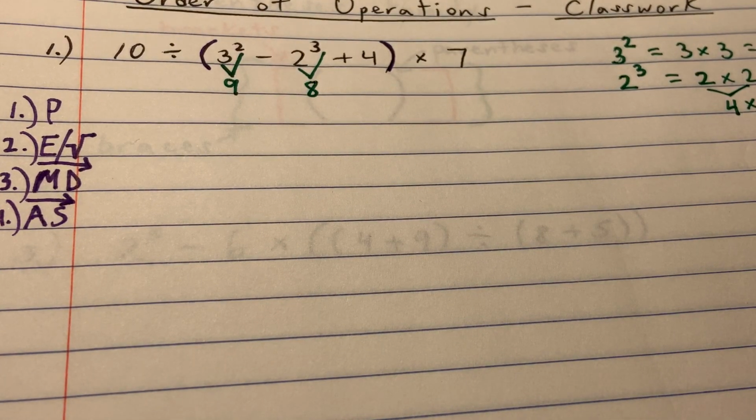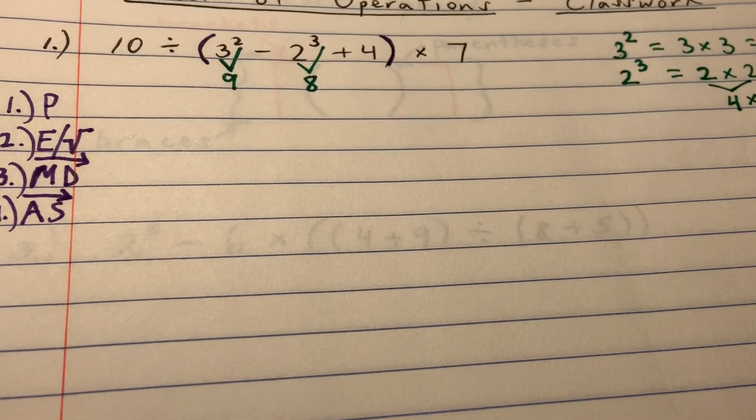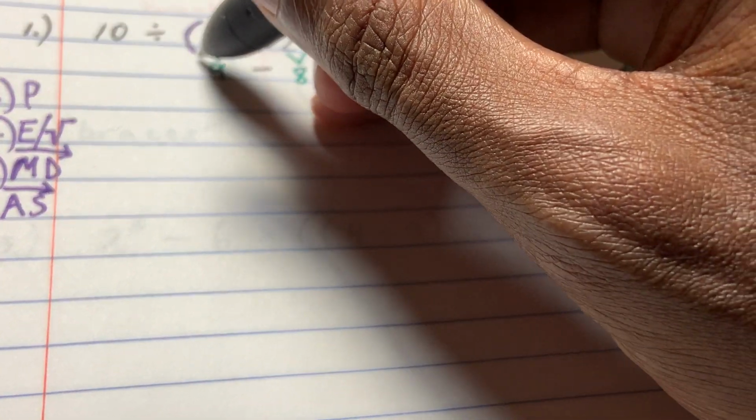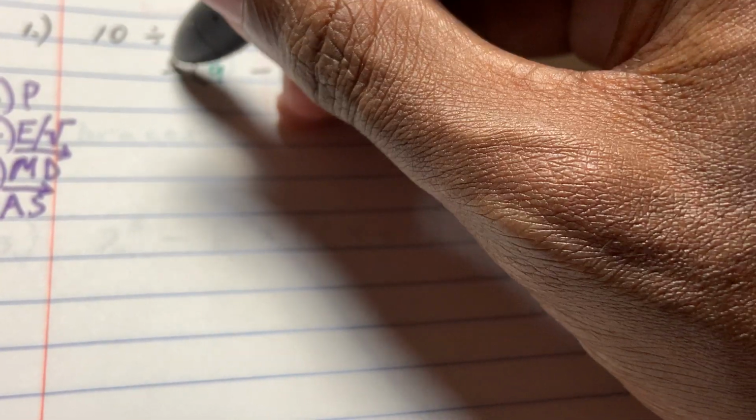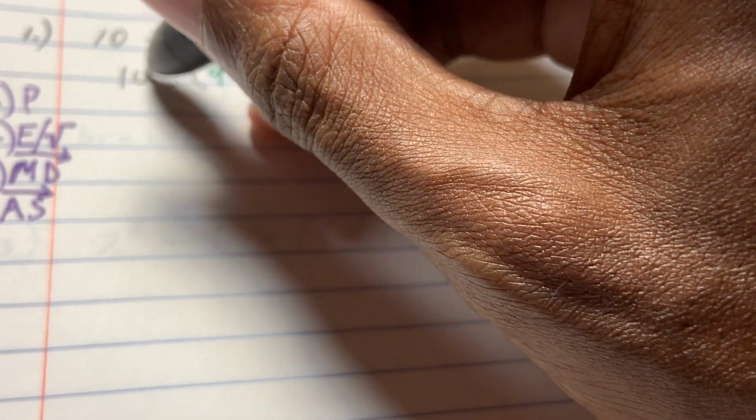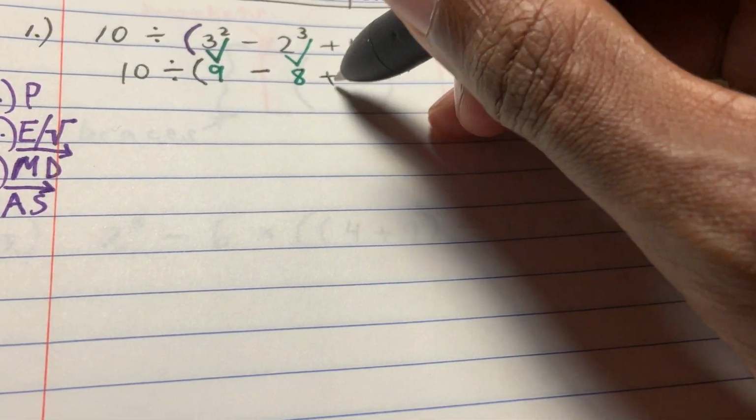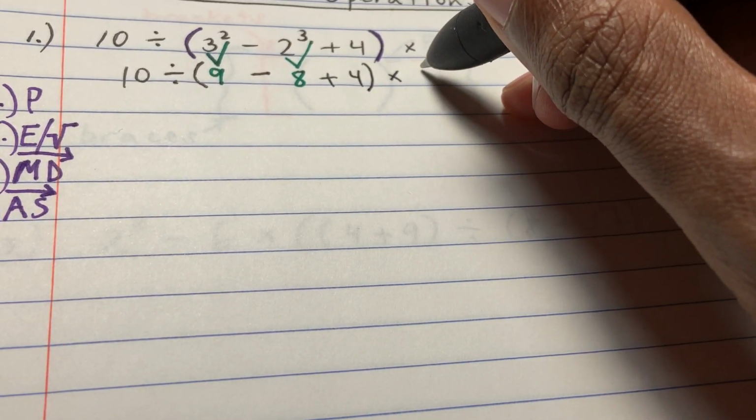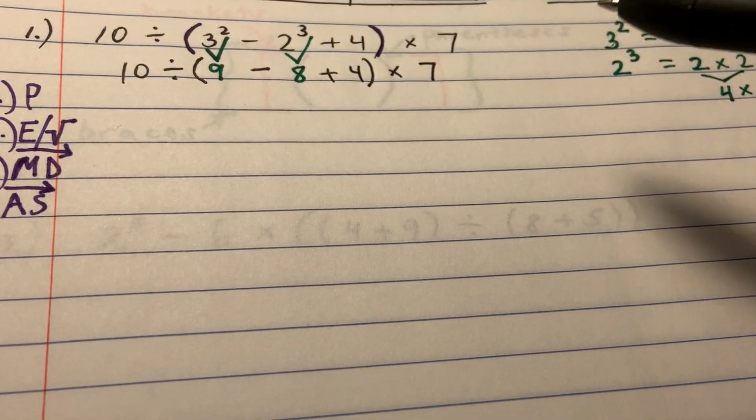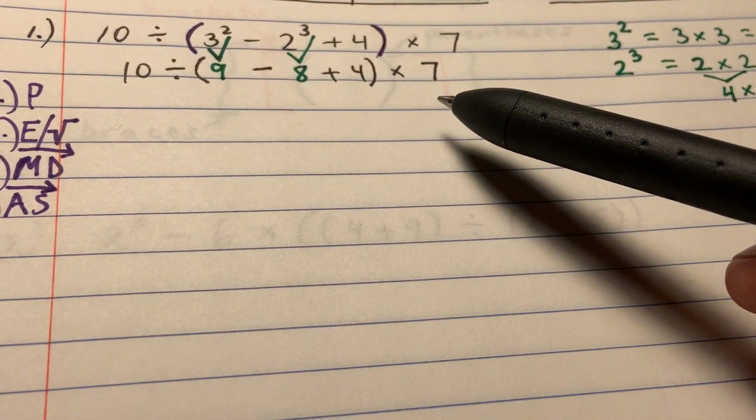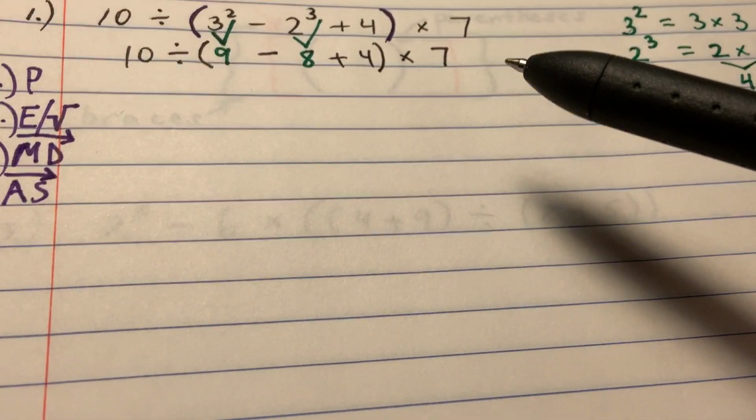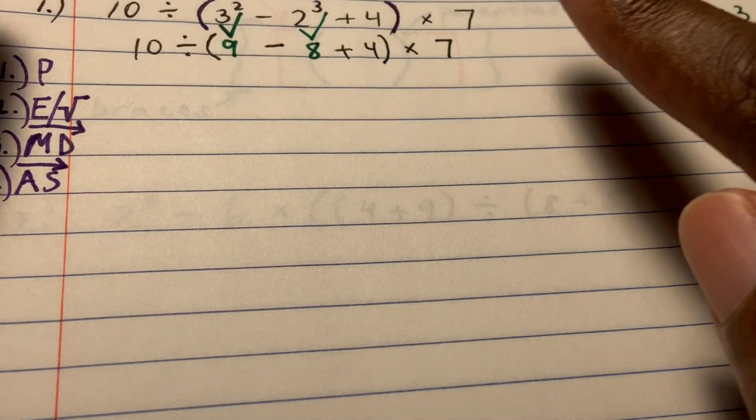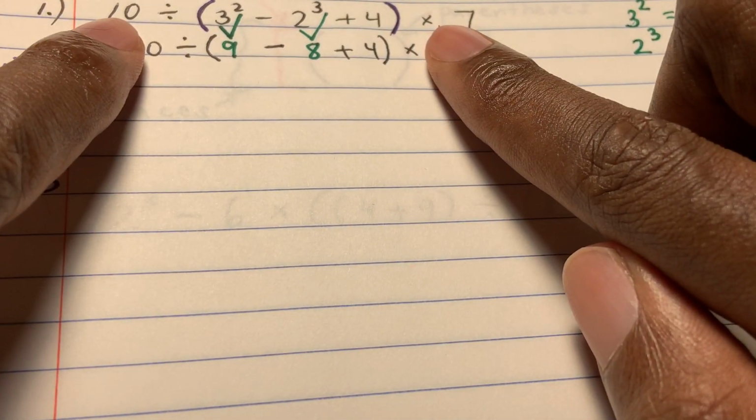Okay, now, what do I do now? Ladies and gentlemen, very simple. Bring everything down. Bring down the subtraction, the parentheses, the division sign, the 10, the plus 4, the closed parentheses, the times, and the 7. And look what happens. As you work out a problem in PEMDAS, look at how my expression gets smaller and it moves towards the center, right?